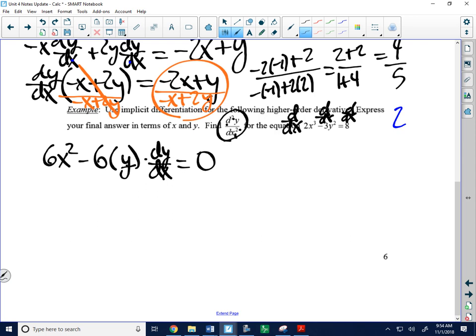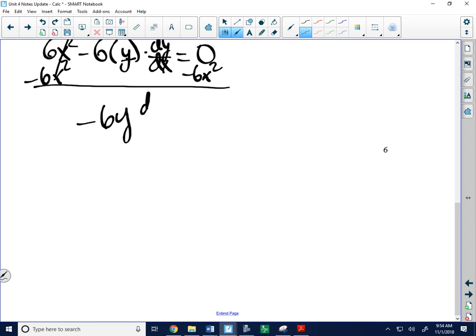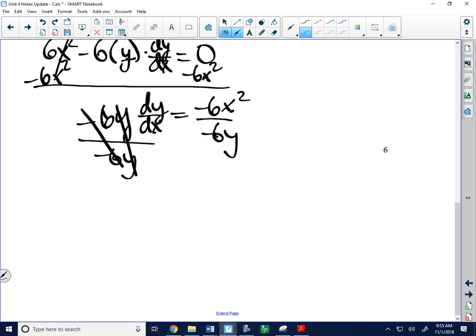Okay, this is actually like one on the first page there. I'm solving for dy dx. I subtract the 6x squared. That's the next step. So I have negative 6y dy dx equals negative 6x squared. And for first derivative, last step is just divide by negative 6y. So there's what we get. dy dx equals x squared over y.